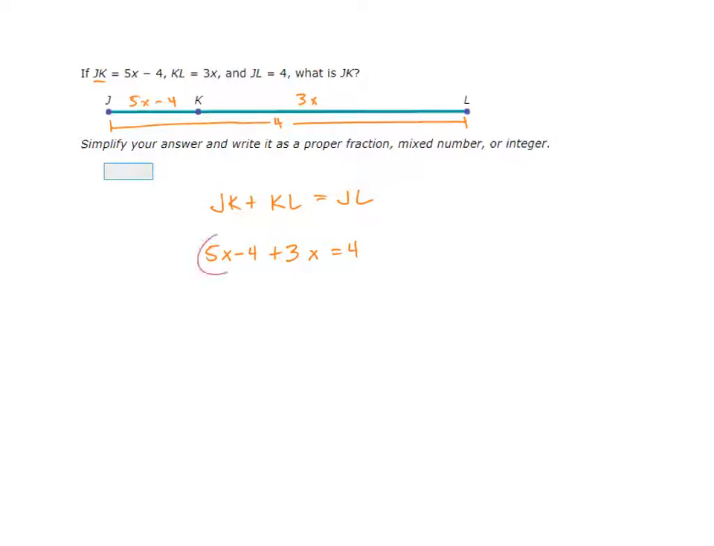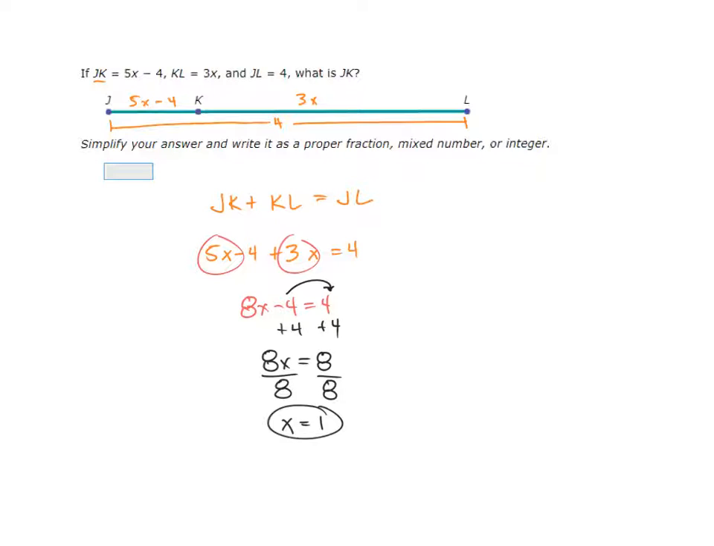Combine like terms: 8x minus 4 is equal to 4. Move my numbers to one side. These are little algebra terms I like to use. Sorry about the chainsaw in the back. Decided to make a video and someone decided to cut down a tree. That happens. Just keep working. So we get x equals 1. The 8 is multiplying the x, so I divide both sides by 8. I get x equals 1.